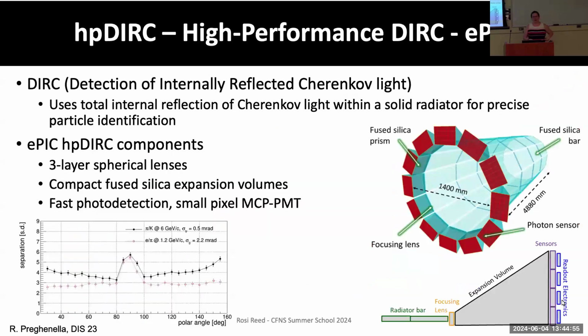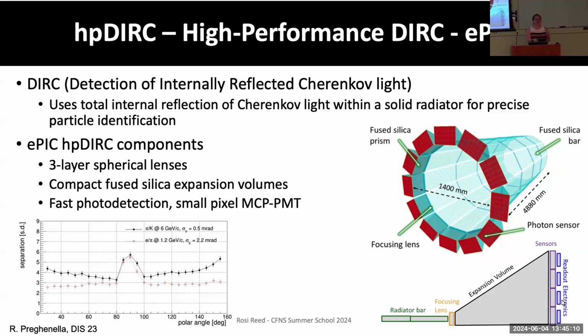So we have another technology here. This is also a Cherenkov light generator. This is the HP DIRC. I think it's the high performance DIRC. It seems a little bit hubris when you tell people you're going to call your detector high performance, but it gets you high performance computing and things like this.